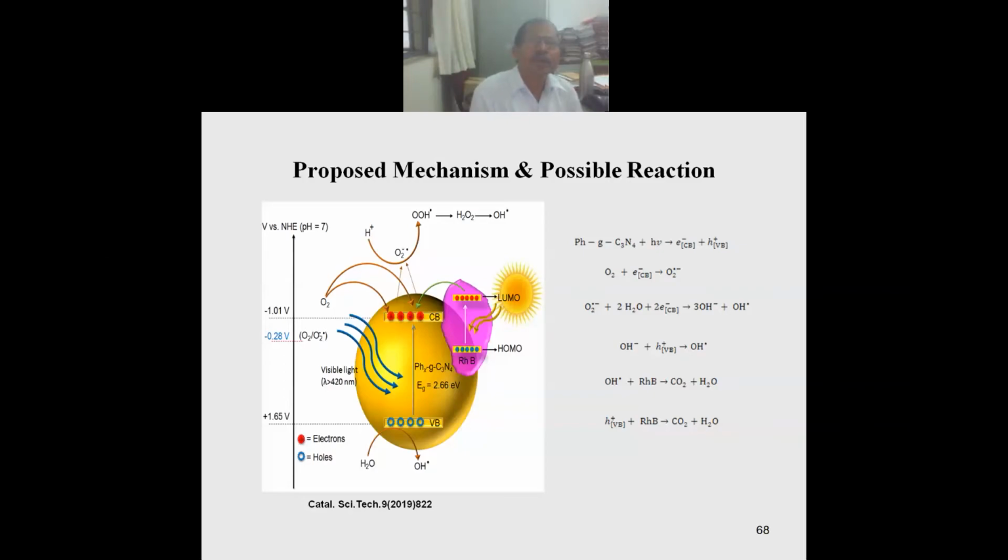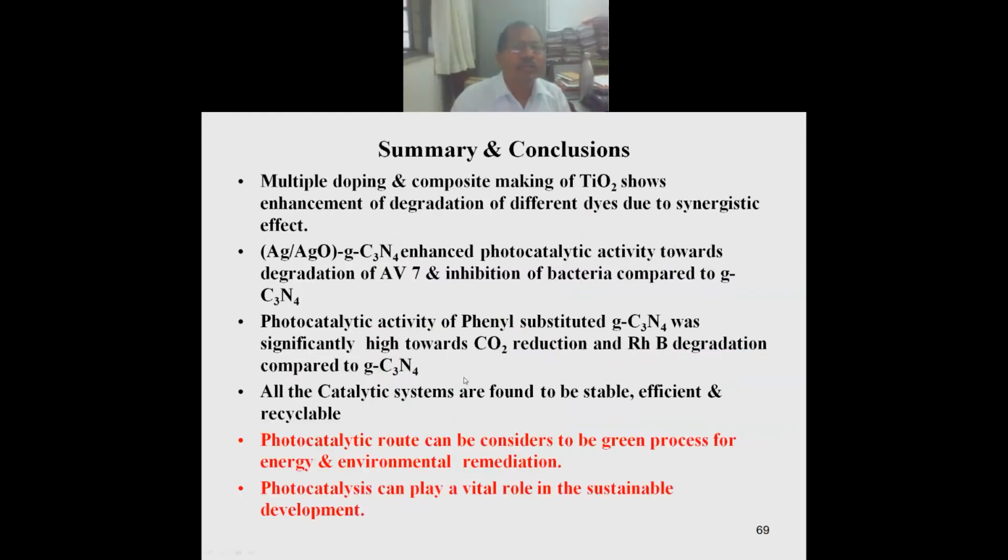This is the proposed mechanism for the degradation of rhodamine B. When light is exposed, there is a formation of electron and hole. This is the electron; it can give the superoxide ion. The superoxide ion reacts further and gives the hydroxyl radical, and this hydroxyl radical is responsible for the degradation of rhodamine B. So this is basically the summary and conclusion.